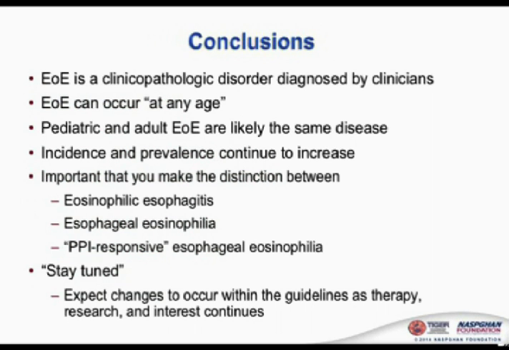Next. So in conclusion, we gave you a lot of information, but just so you know that EoE is certainly now considered a clinico-pathologic disorder diagnosed mainly by clinicians. EoE can occur at any age. Pediatric and adult EoE are likely the same disease. The incidence and prevalence continue to rise. It's important that you also realize and make the distinction between eosinophilic esophagitis, esophageal eosinophilia, and PPI responsive esophageal eosinophilia. And certainly stay tuned. There's so many people involved and interested in EoE that we expect more changes and ideas to occur. And with that, hopefully the guidelines will adapt every few years.